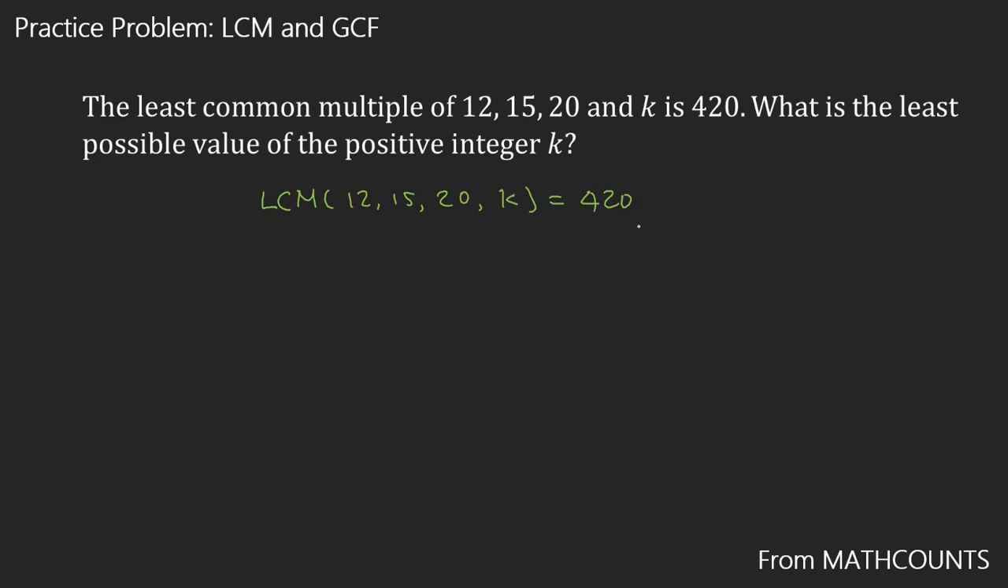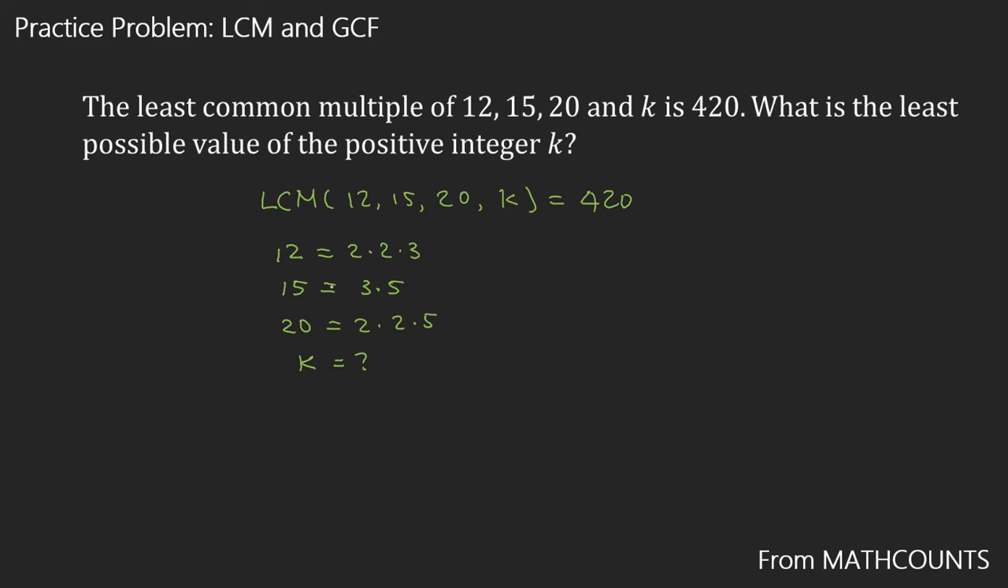Let's first dissect how this 420 came about by writing out all the prime factors for the given numbers. So for 12, that equals 2 times 2 times 3. 15 equals 3 times 5. 20 equals 2 times 2 times 5. And then we have k.